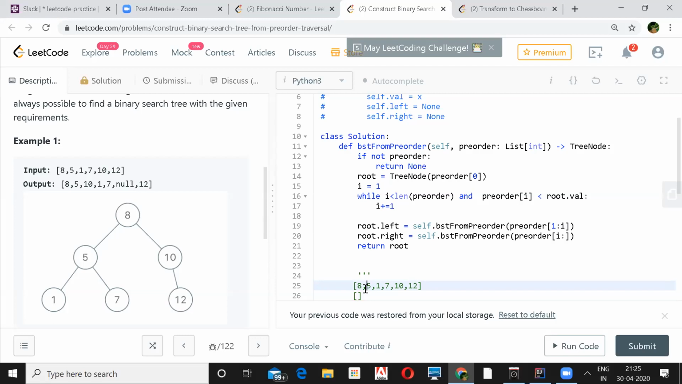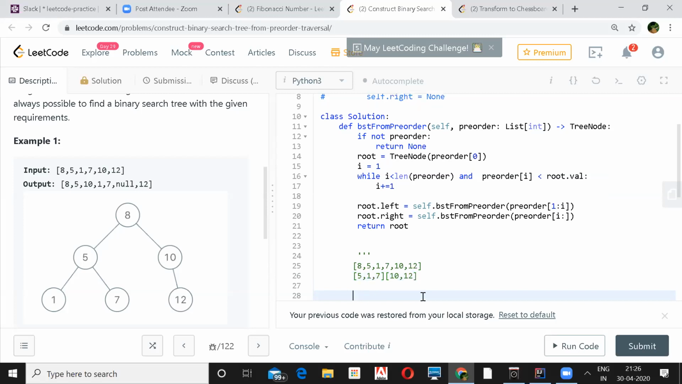So you first took 8 as a root. Okay. Then the BST pre-order will start from 8, and the left subtree will contain 5, 1, 7, and your right child will contain 10 and 12. Now a similar process will repeat on it. 5 will be your root. When 5 is your root, you will go up to 1 only, because 7 will be greater than 5. The remaining right child will be 7, and again 10 and 12 will be your right part.